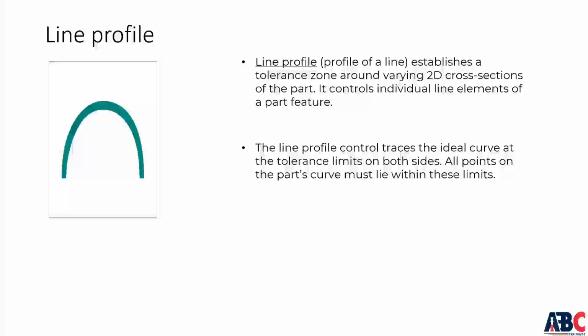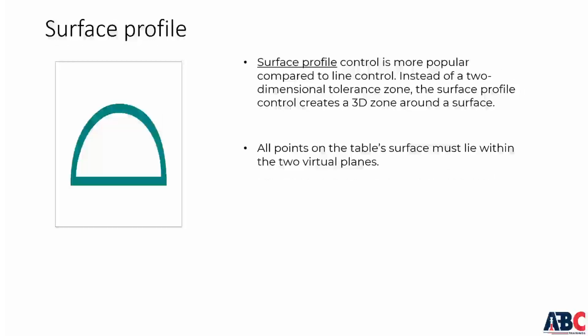This comes under profile controls. Line profile. Line profile establishes a tolerance zone around a varying 2D cross-section of the part. It controls individual line elements of a part feature. Next is surface profile. Surface profile control is more popular compared to line control. Instead of a two-dimensional tolerance zone, the surface profile control creates a 3D zone around a surface.